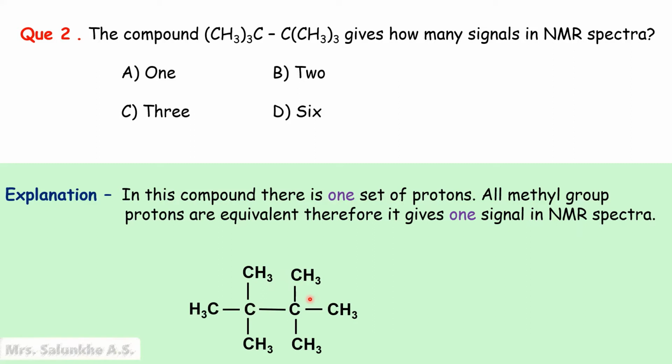And as all methyl group protons are equivalent, they form one set of protons and they give one signal in the NMR spectrum. All methyl group protons have a similar chemical and electronic environment, therefore they form one set of protons and they give one signal in the NMR spectrum. Therefore the correct answer is 1.